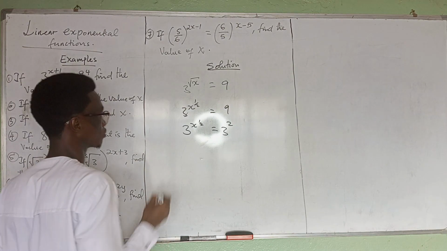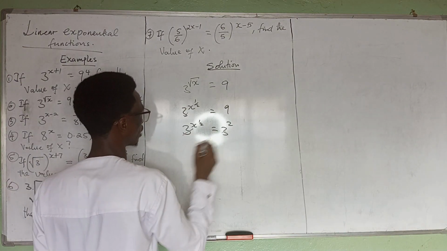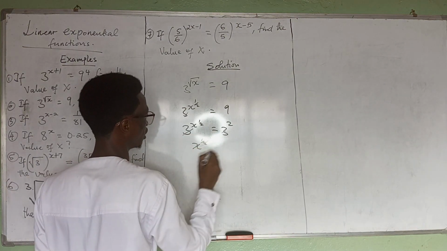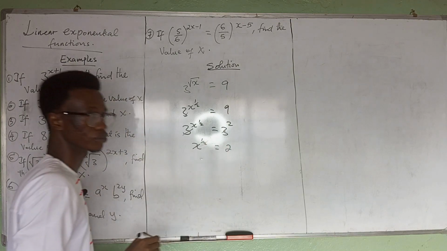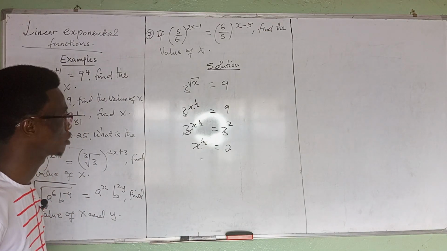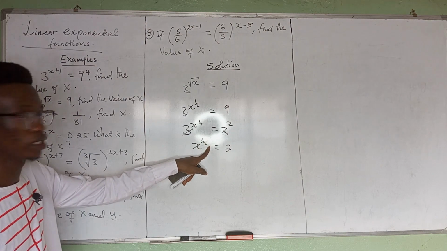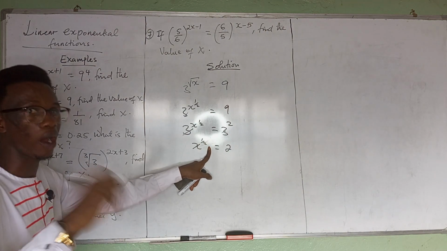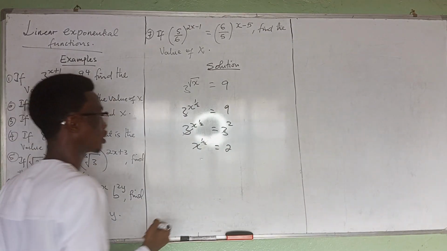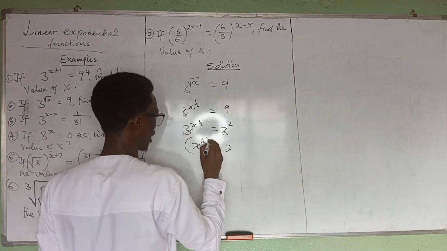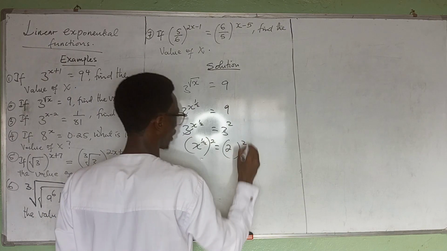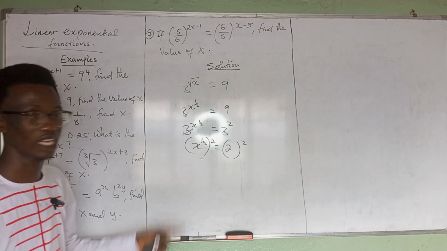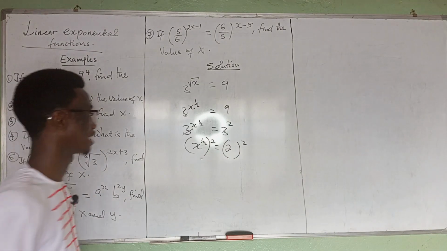Okay, so now what we have to do, this and this cancel, so we have x raised to the power half equals 2. If we want to take out the half here, what do we do? We power it again by 2. So if this is powered by 2 here, this again has to be powered by 2. Whatever you do on the left hand side must be done on the right hand side.